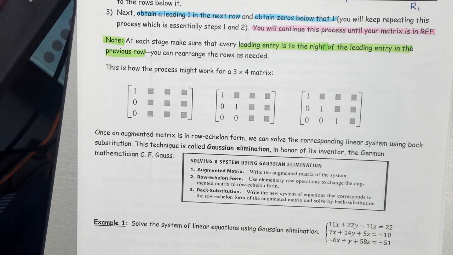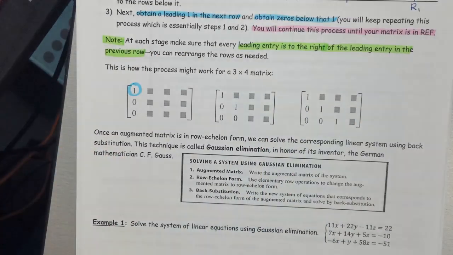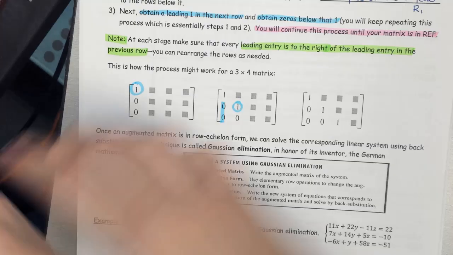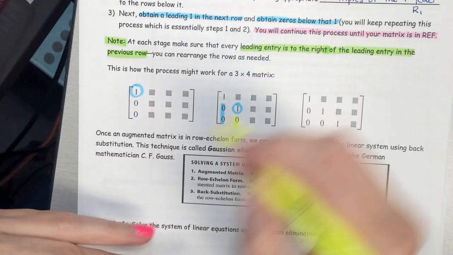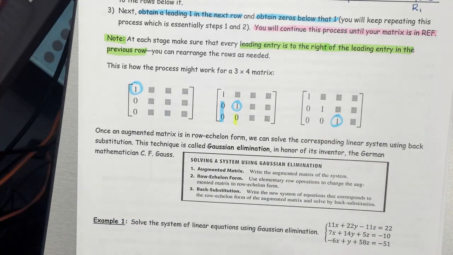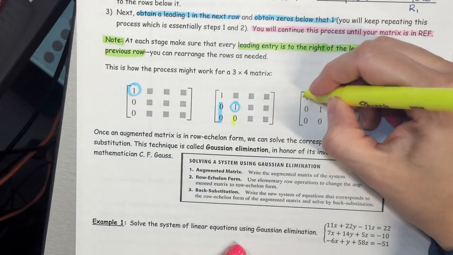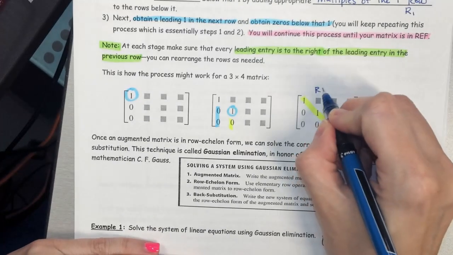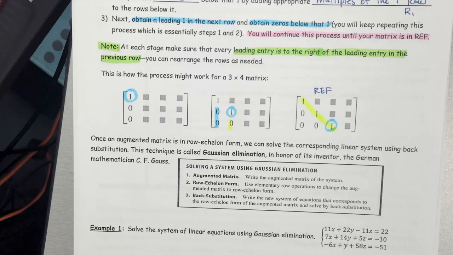Sometimes that's quicker. So this is showing you how this might work for a 3 by 4 matrix. So the first thing that you would do is get the 1 in the upper left-hand corner. Okay, and then you get the zeros, and then you get this 1, and then you'll get the 0 below it. Okay, and then you'll get this 1 here. So it's very similar to what we did yesterday. Once you have this 1, 1, 1, then it's in row echelon form. Okay, so that is exactly what we did yesterday.